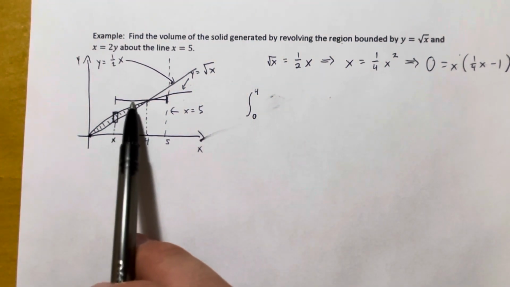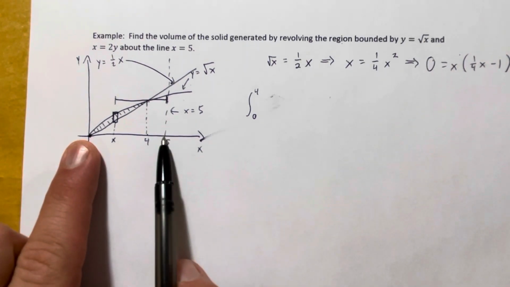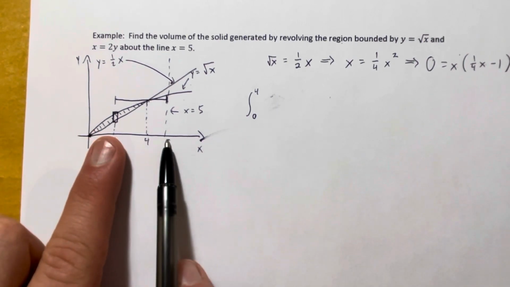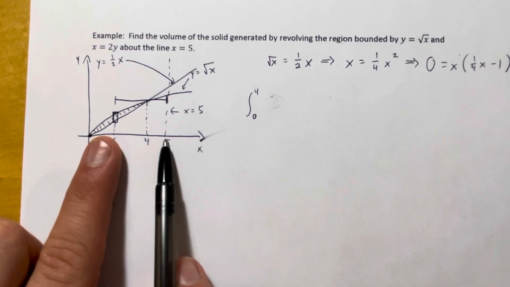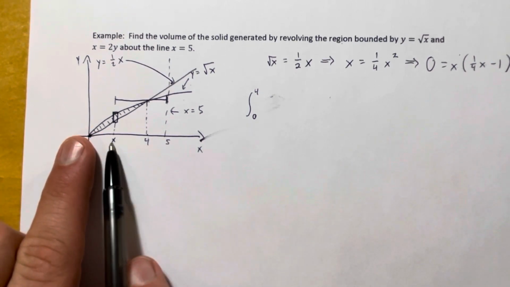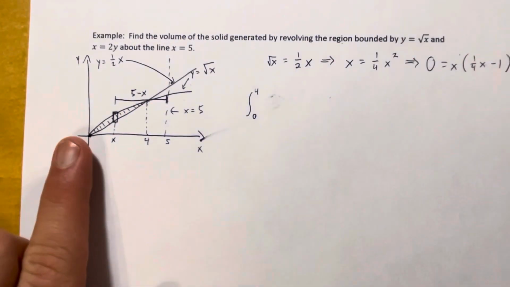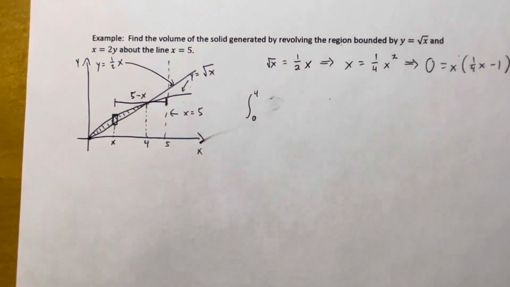How do we find this exact distance right here? Well, I know that the distance from the origin to here is 5, and I know that the distance from the origin to my rectangle is x. So if I only want this distance, I could take the larger distance, subtract the smaller distance, and that leaves me with this, 5 minus x. So the distance, or the radius of my cylindrical shell, is going to be 5 minus x. Hopefully you can see how we had to reason that out before we could put things into our integral.